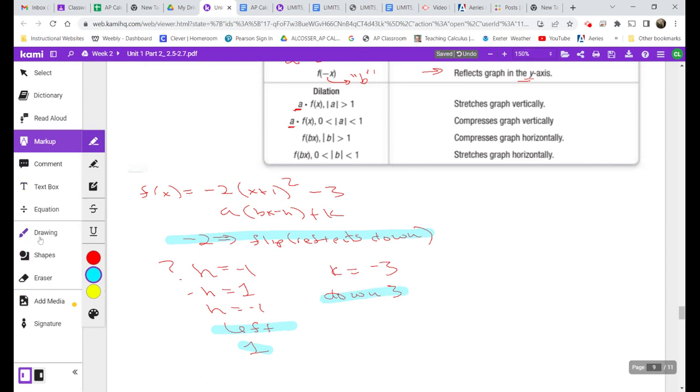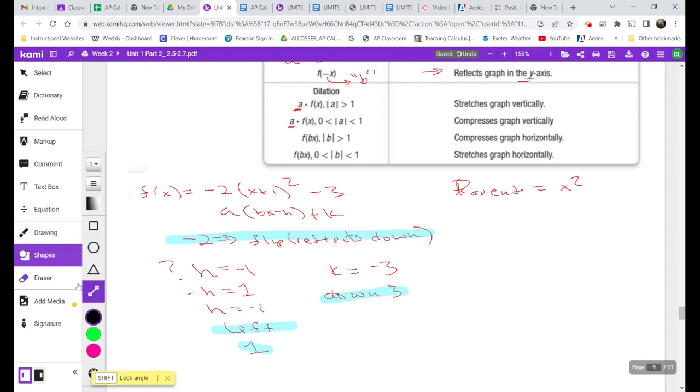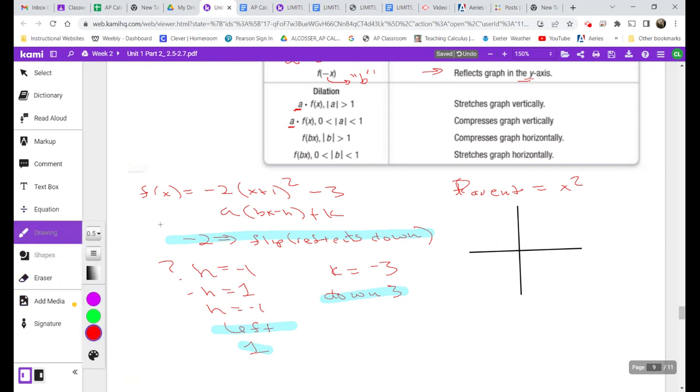What am I moving? I am moving a parent function. My parent function is x squared, which looks like this. That's my parent function right there. Let me write that bigger, guys. Okay, so this is my parent function. It looks like that. It's a parabola.